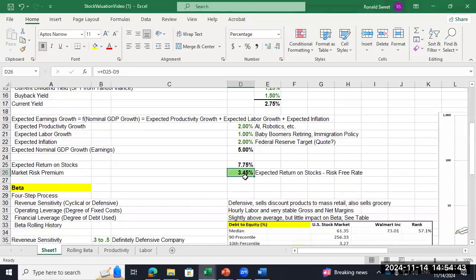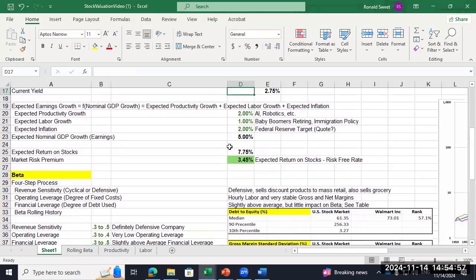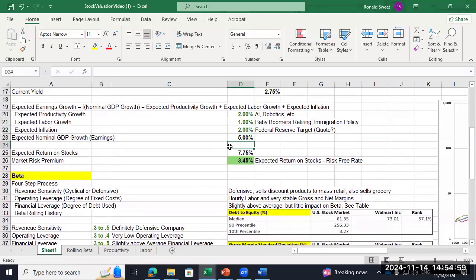But here's my approach. So my market risk premium is a little bit lower because my expected return on stocks is lower. If he's expecting earnings growth of 8%, he's talking about stocks making 10%, which I think is pretty ridiculous in this environment. But all right, so you'll walk through that on paper 3, and then you've got to come up with your beta.